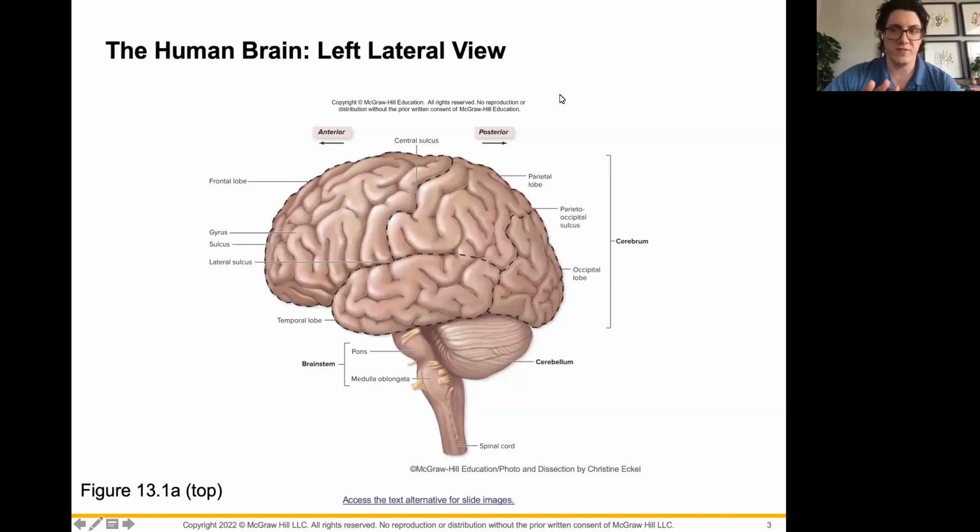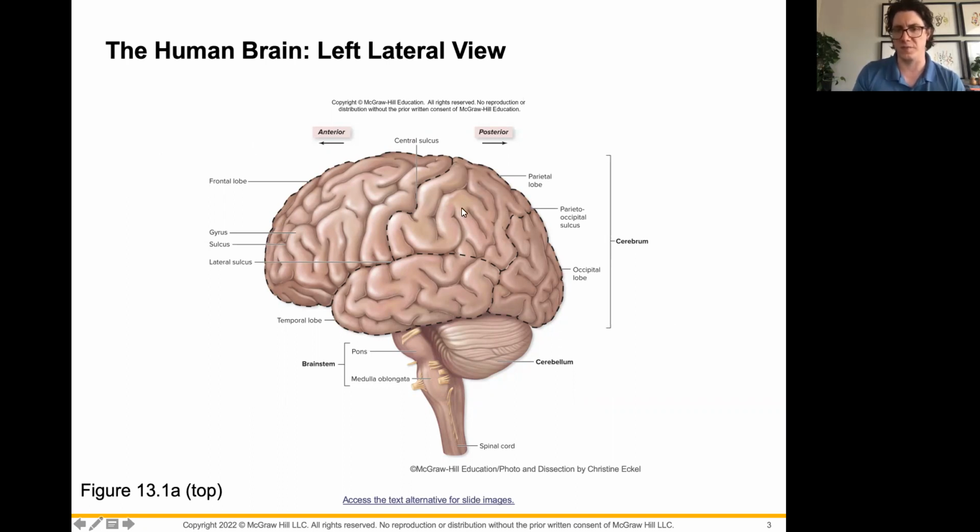So there are five primary lobes to the brain. We can see four from the outside. One is found inside, so insular. But the front is called the frontal lobe. So here we have the anterior surface, here we have the posterior. So the one on the anterior surface is the frontal lobe.